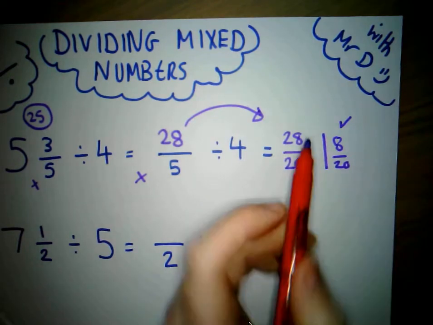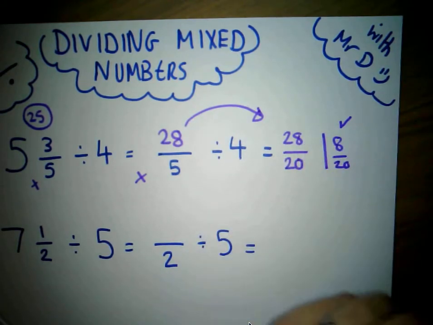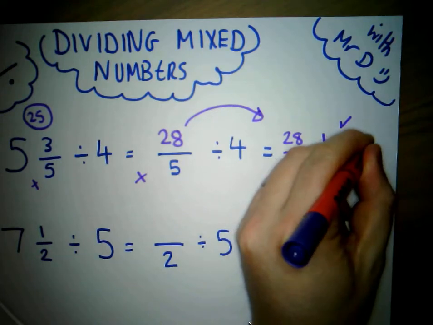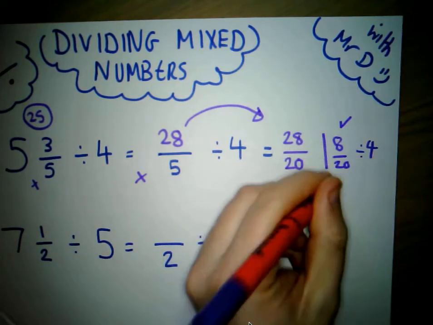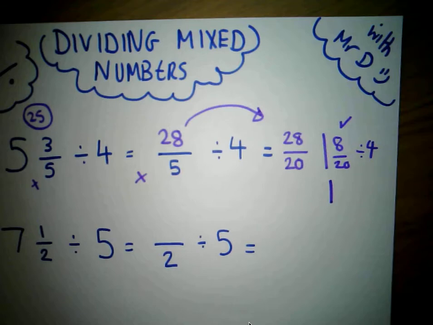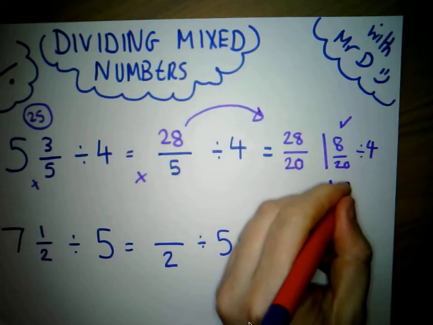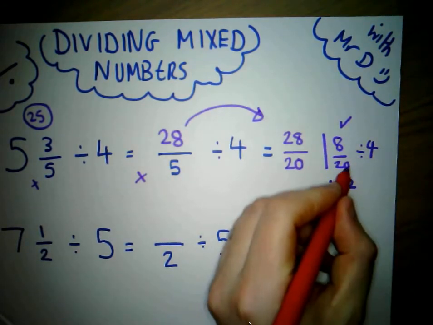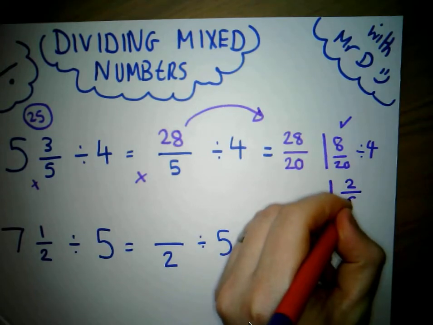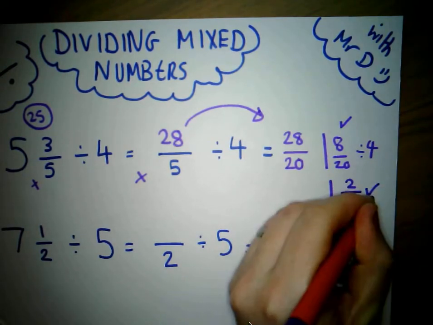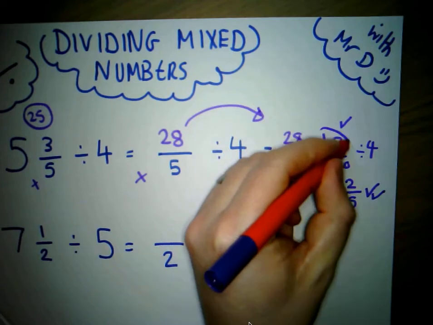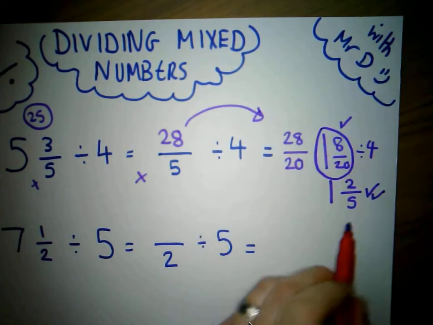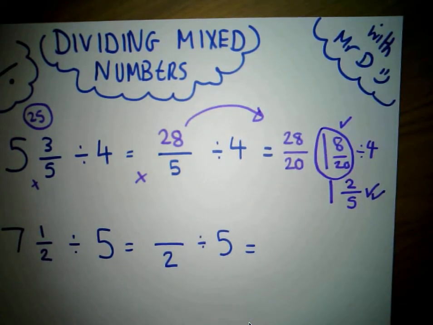Now I can see that these both are in the 4 times table, so I can now divide them both by 4. Okay, still got my 1 whole, but this time 8 divided by 4 is 2, 20 divided by 4 is 5, and that is now in its simplest form. It is okay if you can only get to this stage, but this is our actual correct answer in its simplest form. Okay, let's take a look at another one.